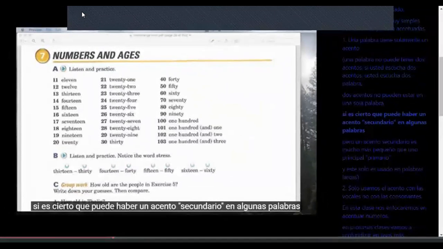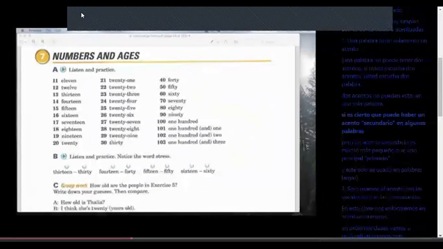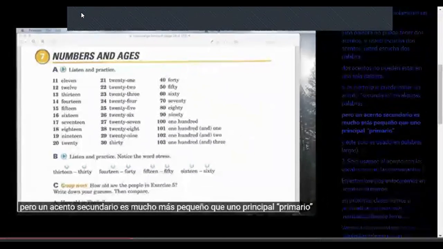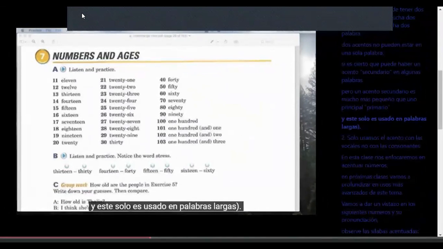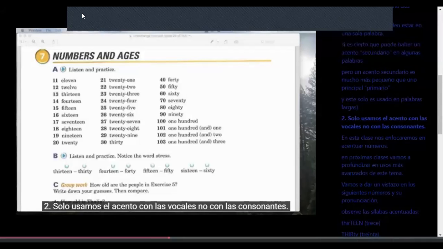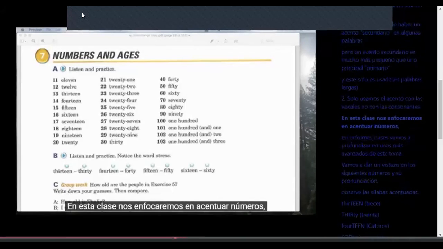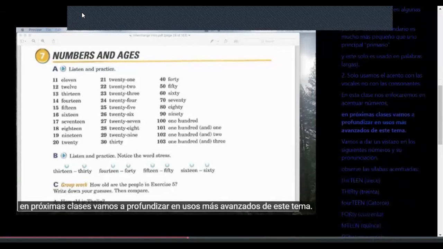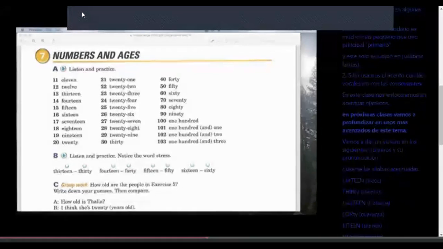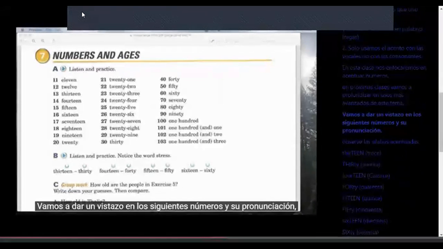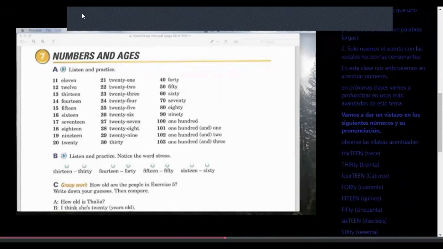It is true that there can be a secondary stress in some words, but a secondary stress is much smaller than the main primary stress, and is only used in long words. Number two, we can only stress vowels, not consonants. In this class, we will focus on stressing numbers, and in future classes, we will dig into more advanced uses of this topic. Let's take a look at the following numbers and their pronunciation.